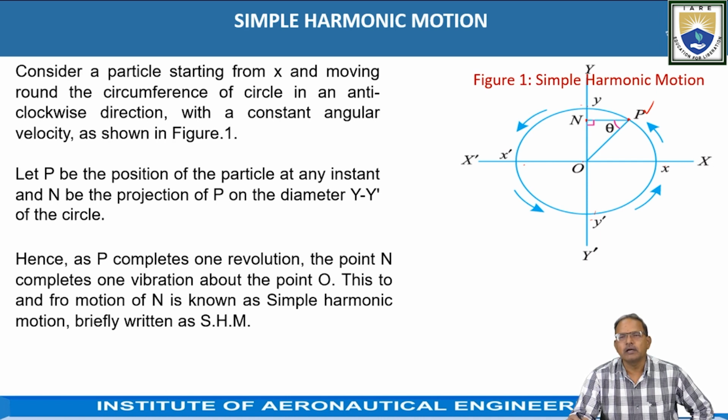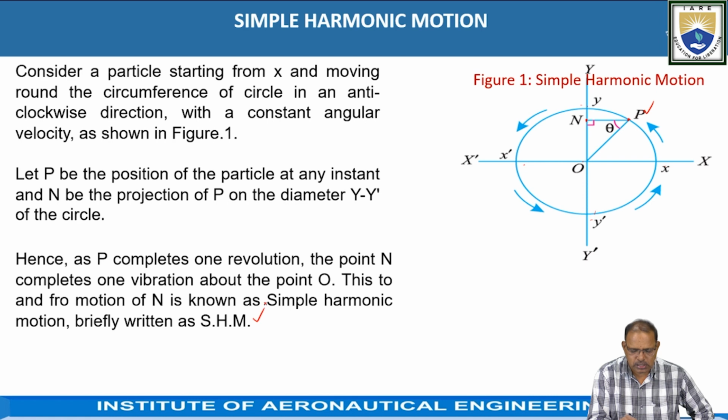That means if point P completes one revolution, the point N also completes one vibration about the point O. This to and fro motion of the point N is known as simple harmonic motion. Briefly, it can be written as SHM.